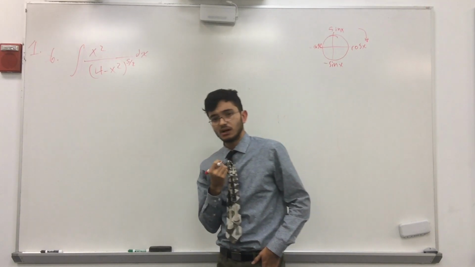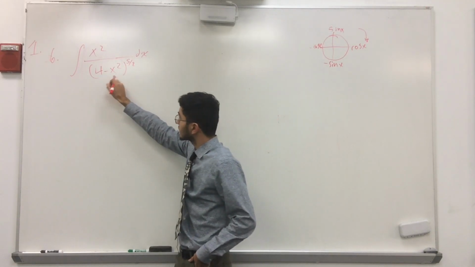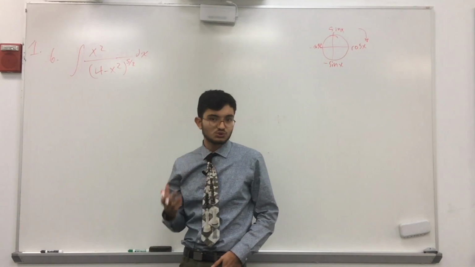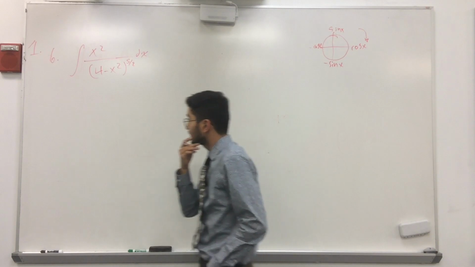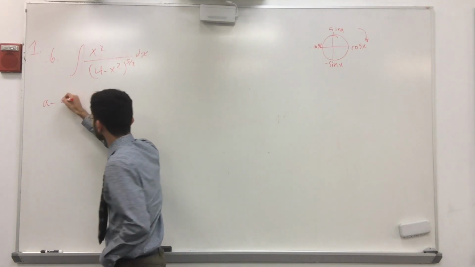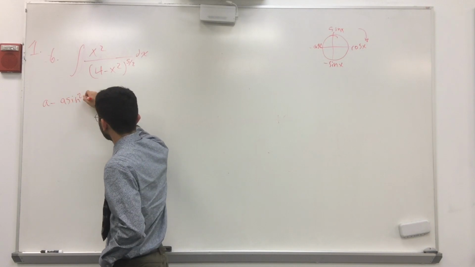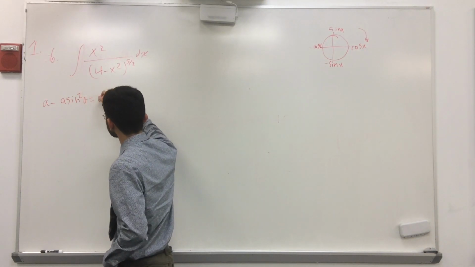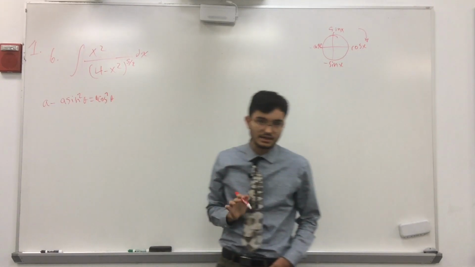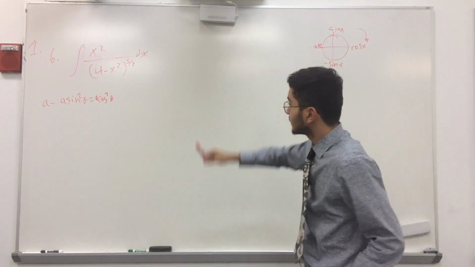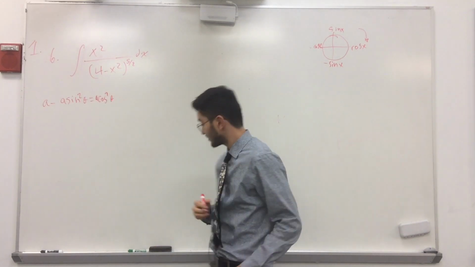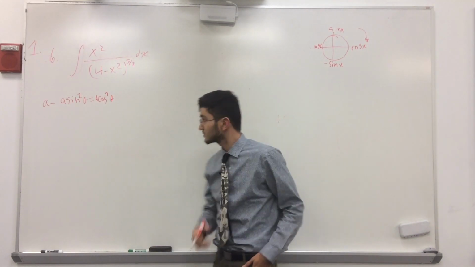Well, clearly on the bottom we have 4 minus x squared, and that sounds familiar to trigonometric identities. If we think about the trig identity of a squared minus a squared sine squared of theta equals a squared cosine squared of theta, we can take advantage of that and manipulate this expression algebraically so that we can integrate it easily in terms of trig functions.